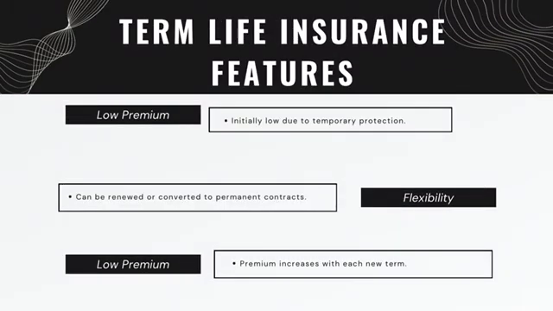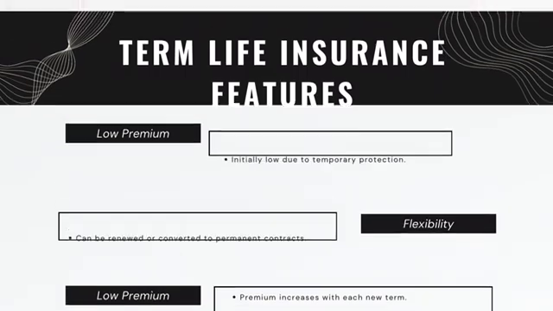Term life insurance features. The first one is low premium, relatively low due to temporary protection. The second one is flexibility: it can be renewed or converted to permanent contracts. The third one is rising premium: the premium increases with each new term.